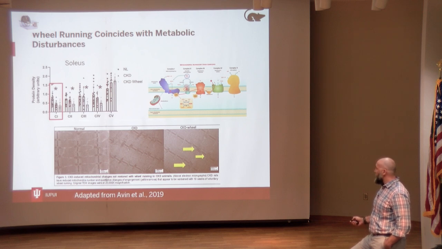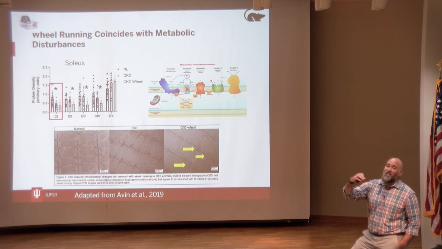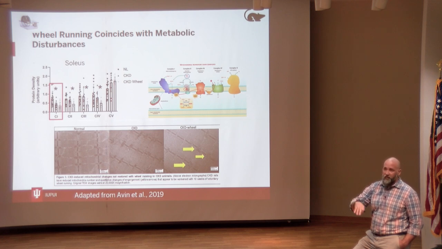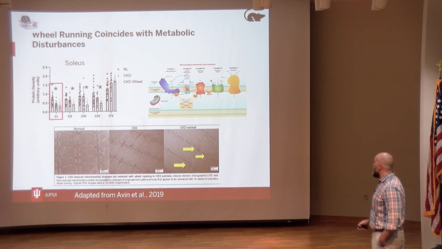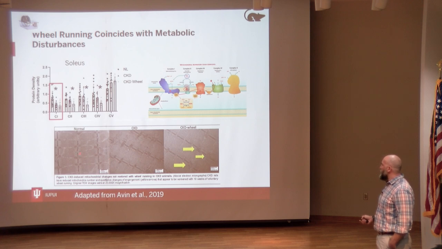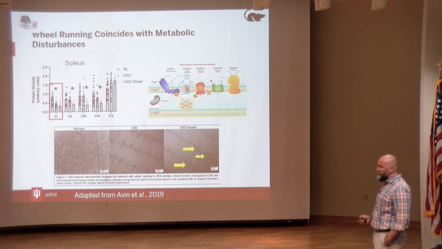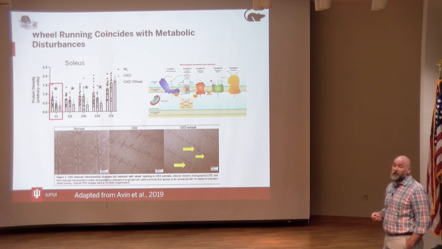It wasn't worsened with wheel running activity, but these chains were reduced in complexes 2, 3, and 4. The same pattern happened in the extensor digitorum longus. So whether it was slow twitch muscle or fast twitch, the reduction happened in both, okay? Now, it might be hard to appreciate here, but these are EM images of the mitochondria. It's really normal looking, very nice in these animals. When you get to the CKD, we had qualitatively less mitochondria.